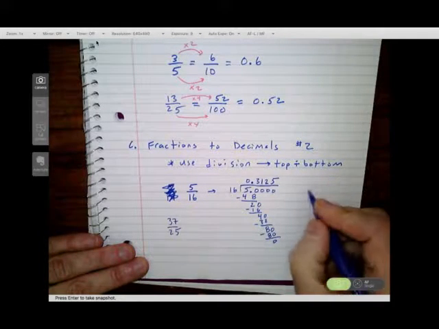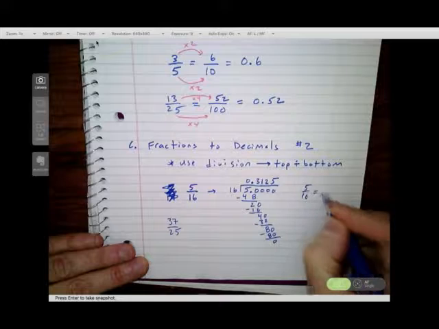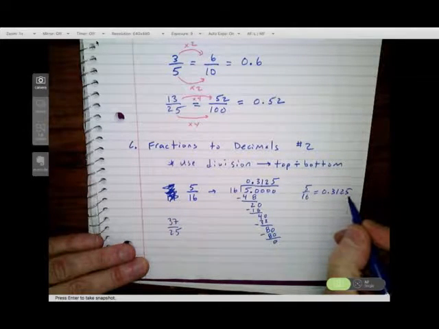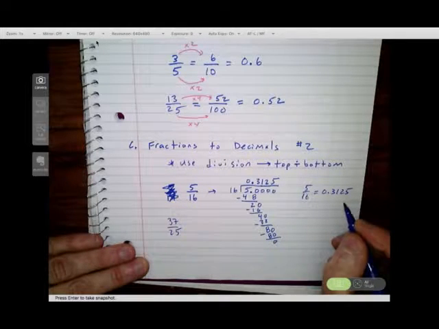So 5/16 equals 0.3125. Now we haven't done anything with 4 decimal places, so just to remind you, that is the 10,000ths place. So this is 3,125 10,000ths, which is how you would say that.